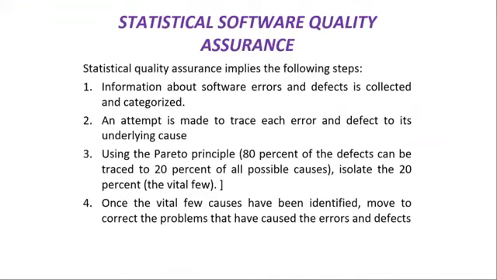And then the next one is statistical software quality assurance. Statistical quality assurance reflects the growing trends within the industry. It follows a few steps. The first one is that information about software errors and defects is collected and characterized. That is, there are specific errors that are more likely to occur. Then, when you know what the error is, you will get to know what category it falls in and how you're going to resolve it. So software quality assurance is going to categorize all the different types of errors.